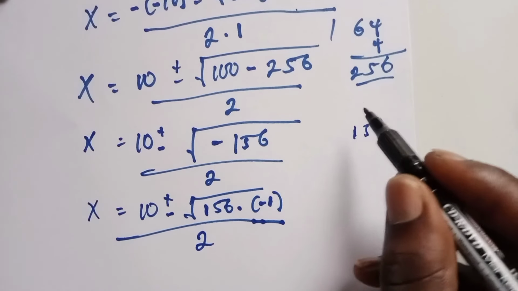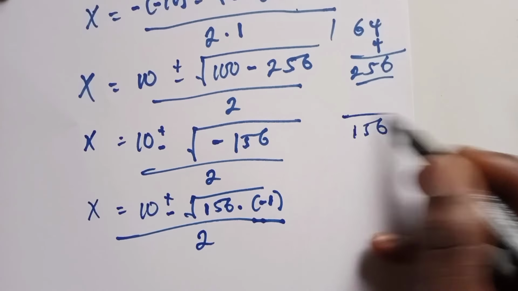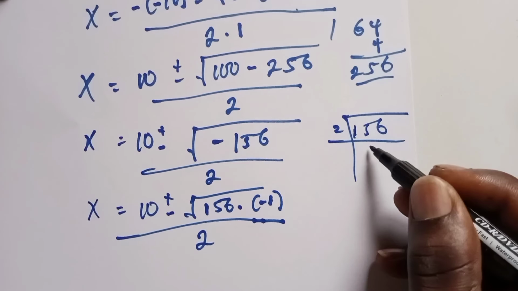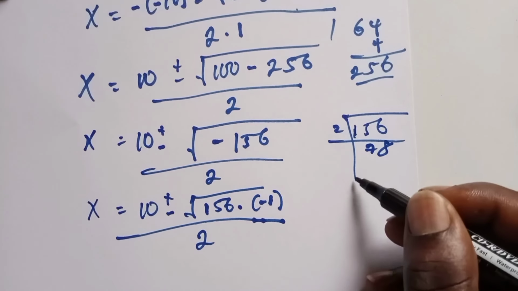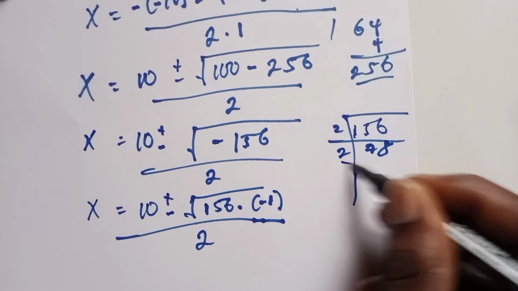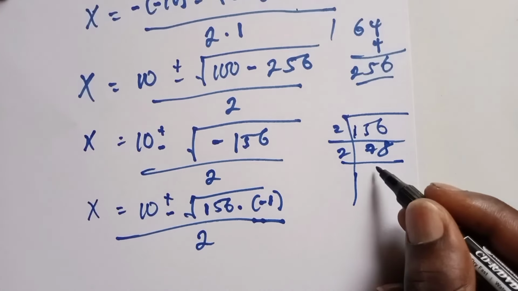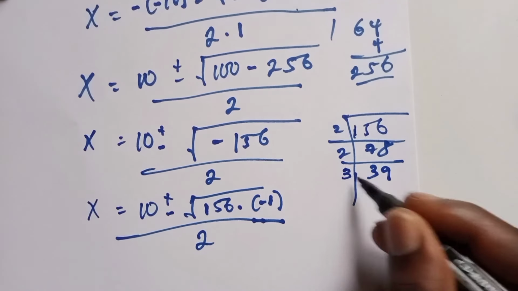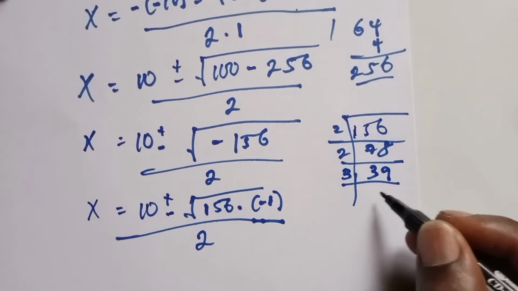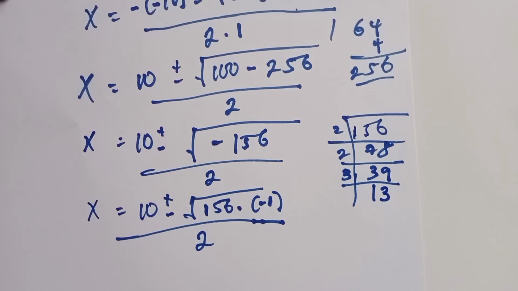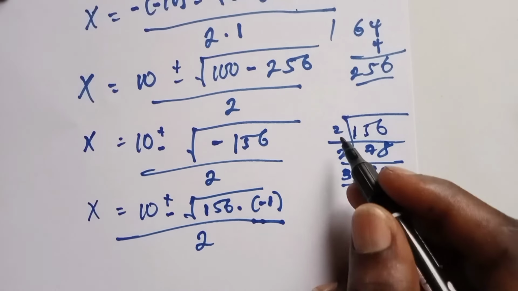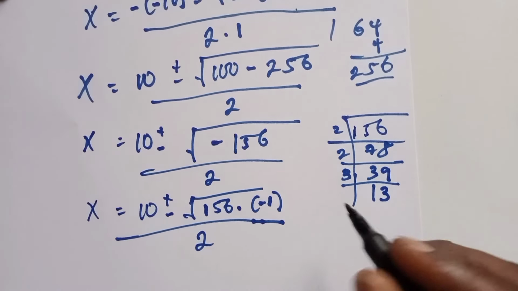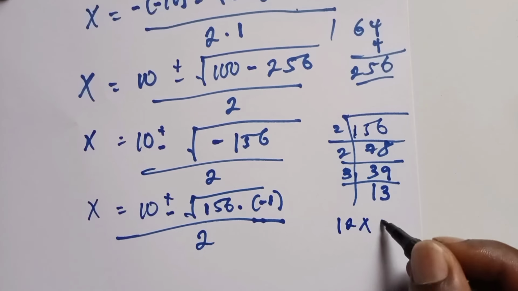Alright, so now 156: 2 divided into 156 will give us 78, and then 2 divided into this will give us 39, and then 3 into 39 will give us 13. So here we have the factors of 156, which is 2 times 2, 4, times 3, which is 12. So we have 12 times 13.